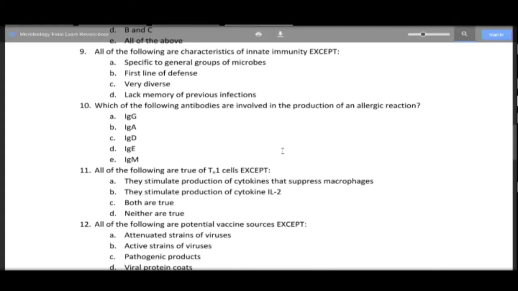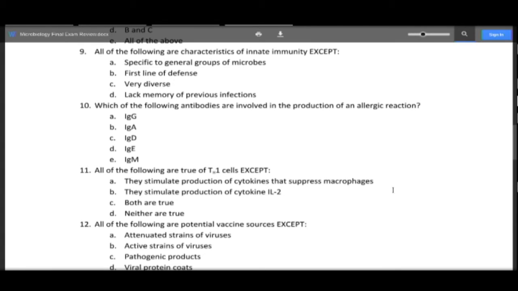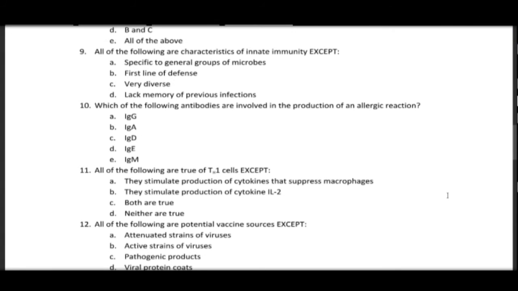So T helper 1 is involved with cytotoxic T cells and activating them. Cytotoxic T cells need two things to be activated. They need an antigen presented with MHC class 1, which is a protein complex, and they also need a cytokine to be released from the Th1 cell. Then they can go attack sick cells and get rid of them through apoptosis, programmed cell death. So Th1 is involved with cytotoxic T cells.